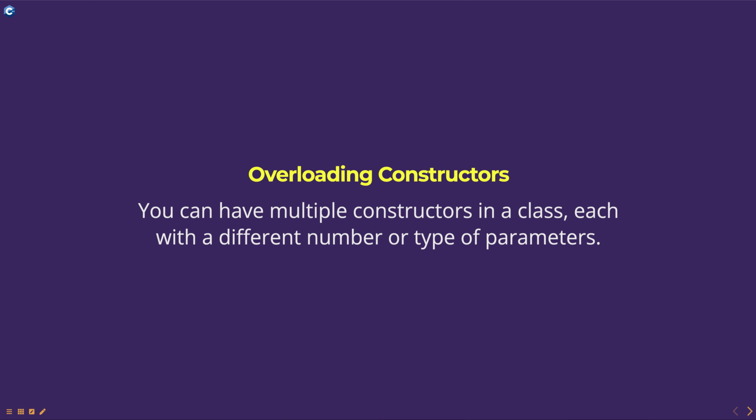Constructor overloading allows you to create objects of a class in different ways, depending on the information that you have available. For example, you might have one constructor that takes all the required information as parameters, and another constructor that takes only the minimum required information and sets the other information to default values.